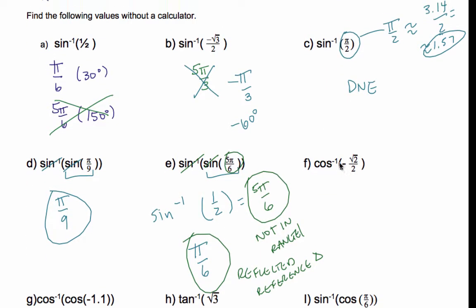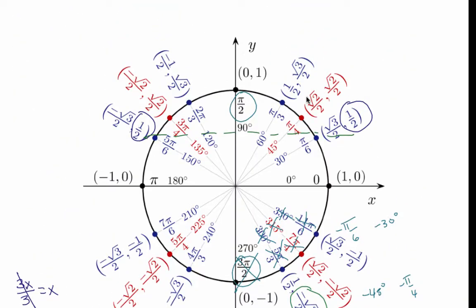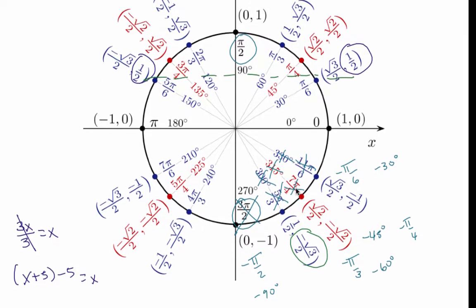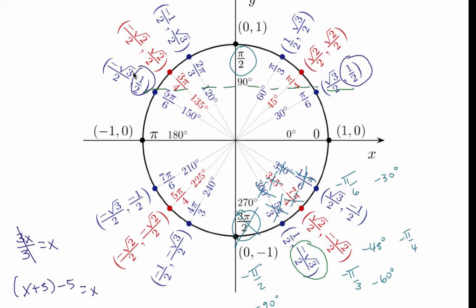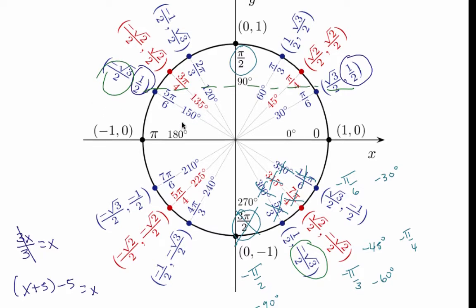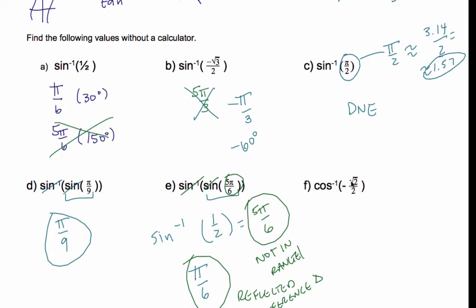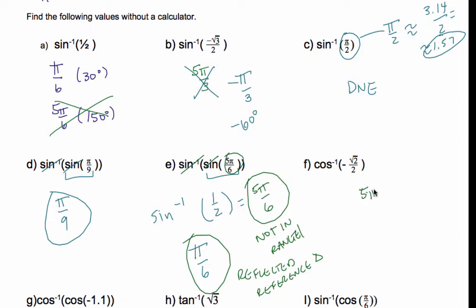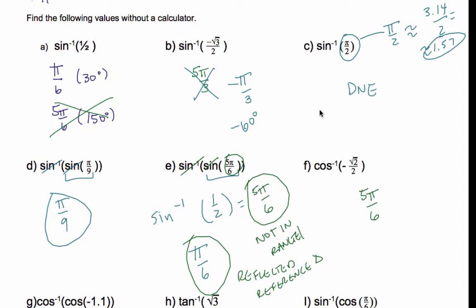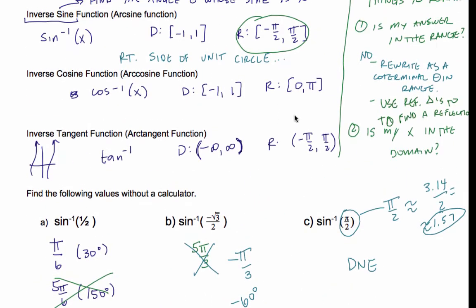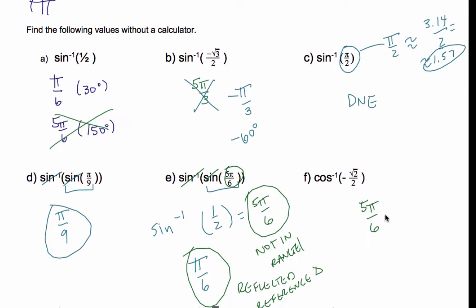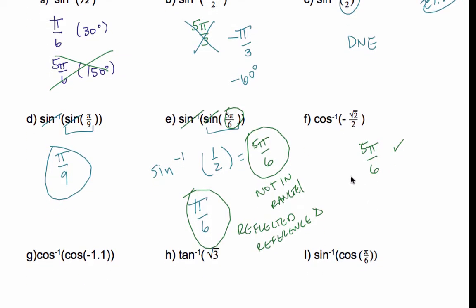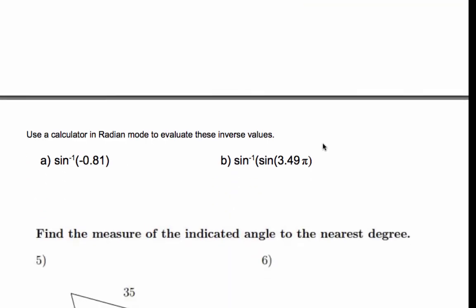Here, let's talk about cosine. I'm looking for the x coordinate that's negative 3 pi over 2. I don't see it. Well, wait a minute. Here's a cosine of negative 3 pi over 2. So this is 5 pi over 6. Is that true? Is that in the range? So I did 5 sine examples. Now I'm doing a cosine example. So check out your range. It's 0 to pi. Is 5 pi over 6 in 0 to pi? Yes, we're good there. Okay? So that's how that works.